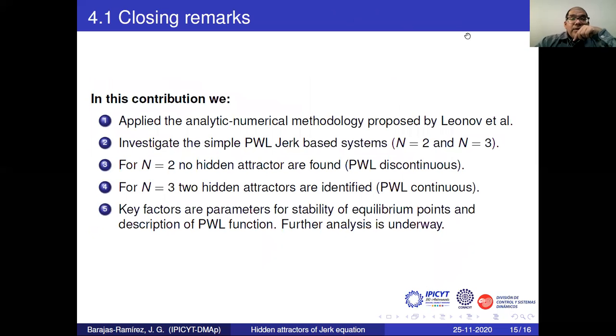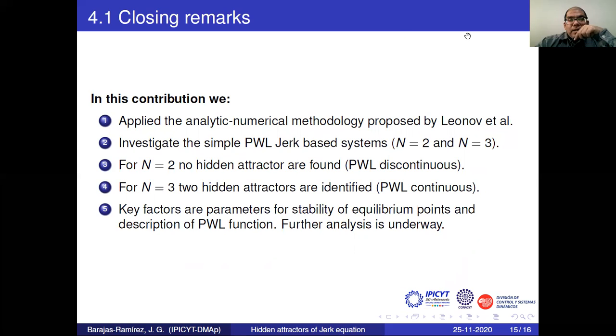In the closing remarks, I would like to say that in this contribution, we applied the analytical numerical methodology proposed by Leonov for a very simple system, which is the piecewise linear jerk system with 2 and 3 components. We tried different values for the parameters. We did a very extensive numerical analysis. And for n equal to 2 and a discontinuous piecewise linear component, we couldn't find any hidden attractors, only self-excited attractors. And for n equal to 3, we found two hidden attractors in the example that I just gave you.